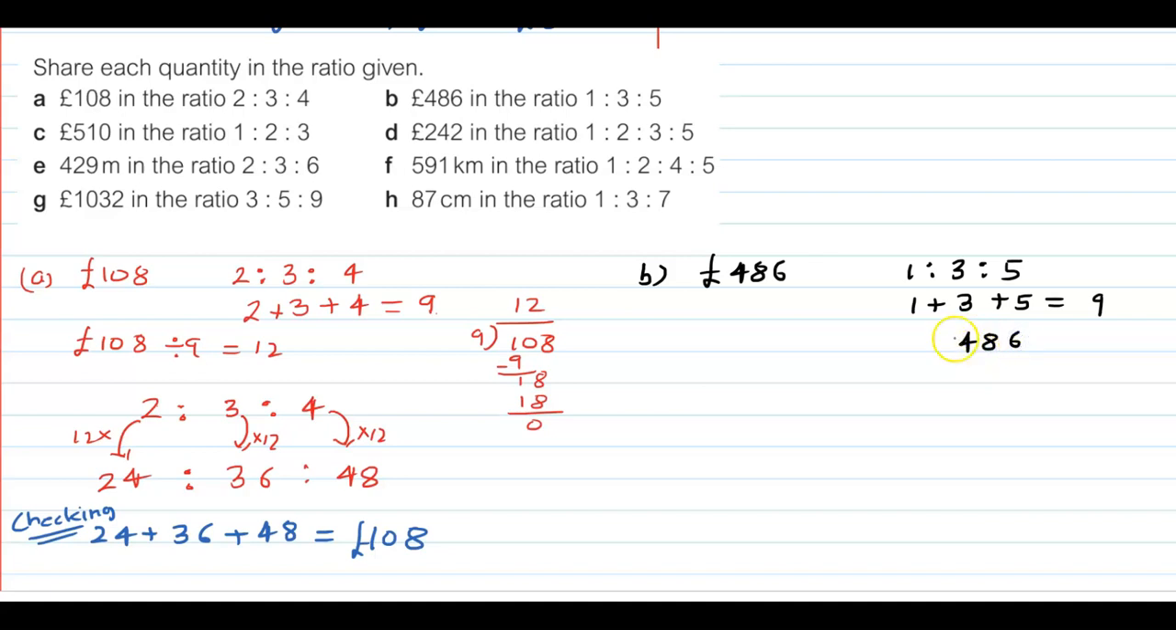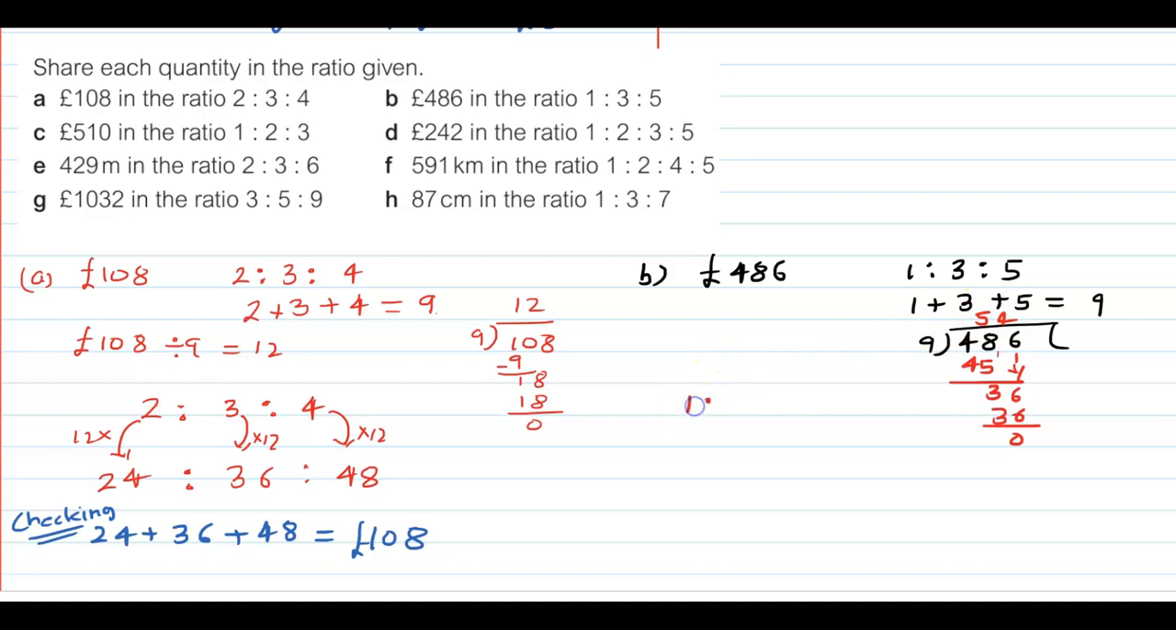486 divided by 9. So if you divide 486 by 9, how much is it coming? Anybody else? 9. Let's divide it. 9 times 5 is 45. 8 take away 5 is 3, and 6 is coming down, and 9 times 4 is 36. So we got 54. Okay. So our required number is 54.